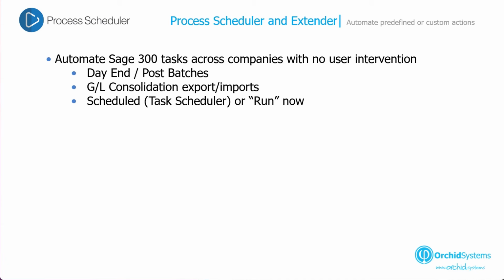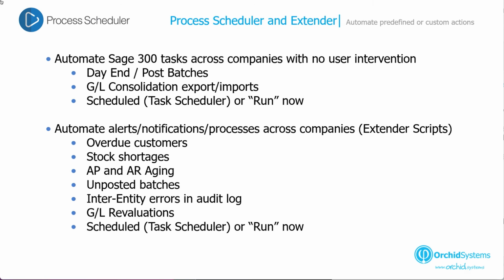This can be scheduled using the Windows Task Scheduler, or if it's not appropriate to schedule them on the 1st of the month or the 2nd of the month, you can just go to the schedule and click Run Now. But in conjunction with Extender, you can schedule custom scripts or custom alerts and notifications and additional processes and automations.